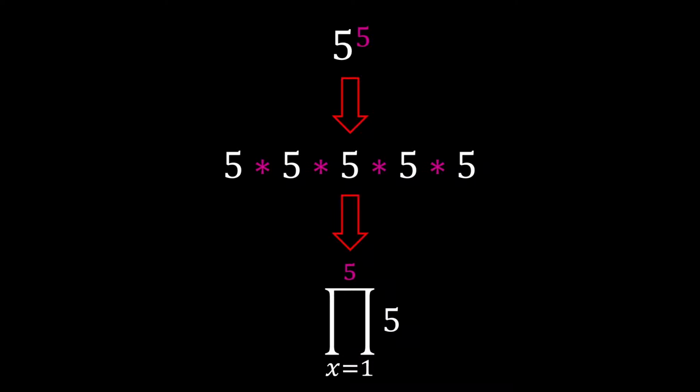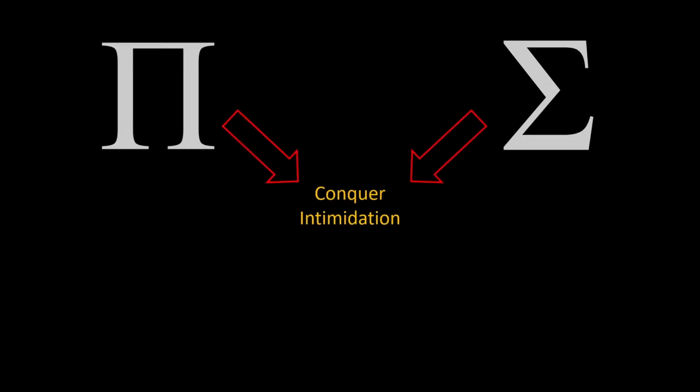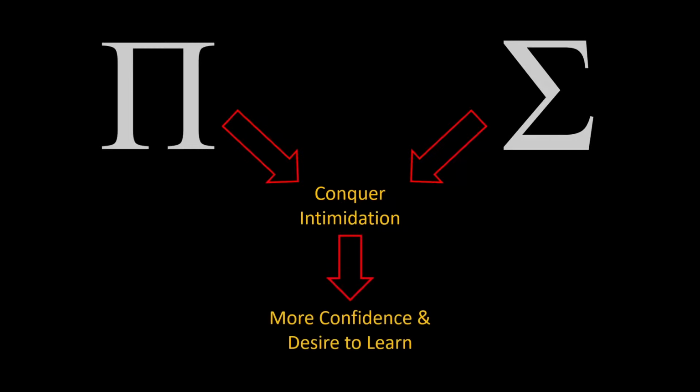And other than speeding up our writing, I think that's the big benefit of learning notation like Sigma and Pi. It forces us to work with something we're initially intimidated by and prove to ourselves that we can understand it, which ultimately leads to more confidence and desire to learn.